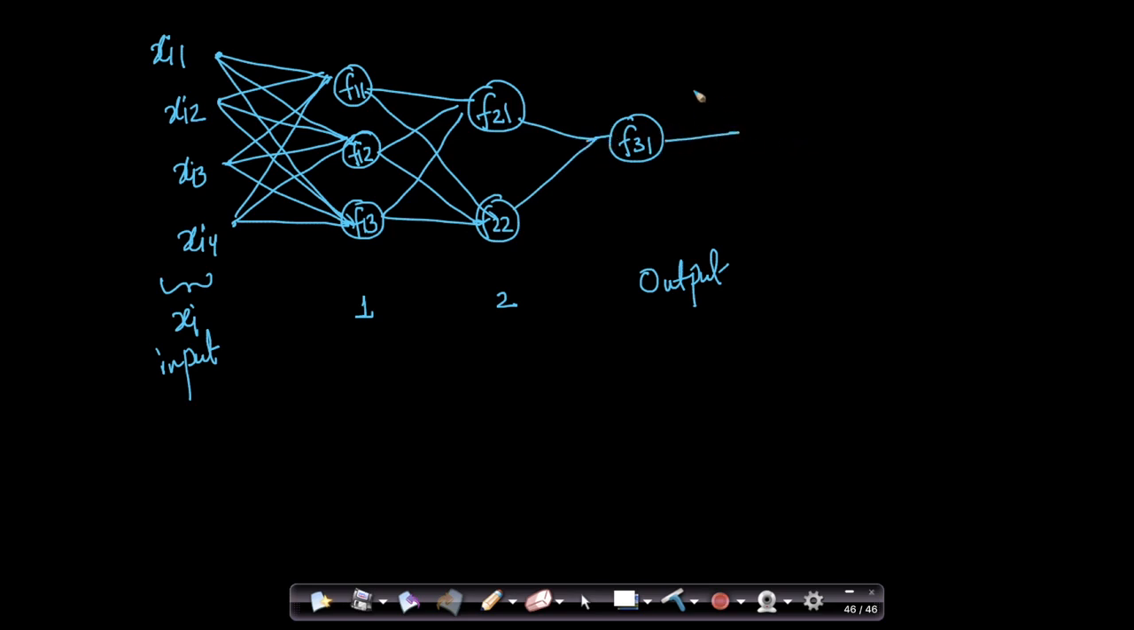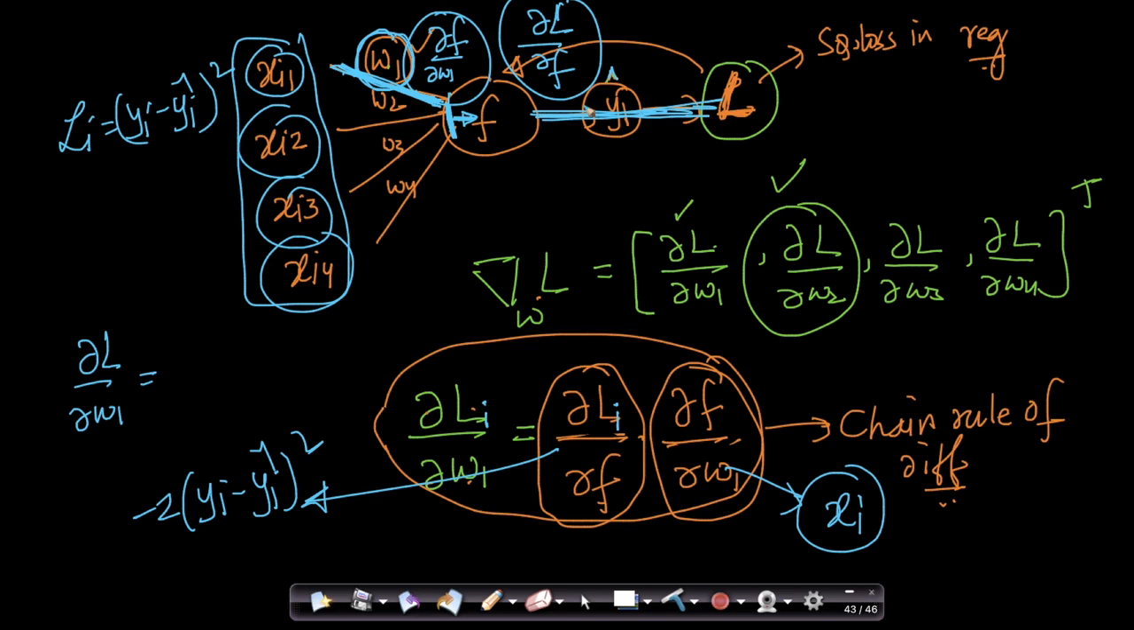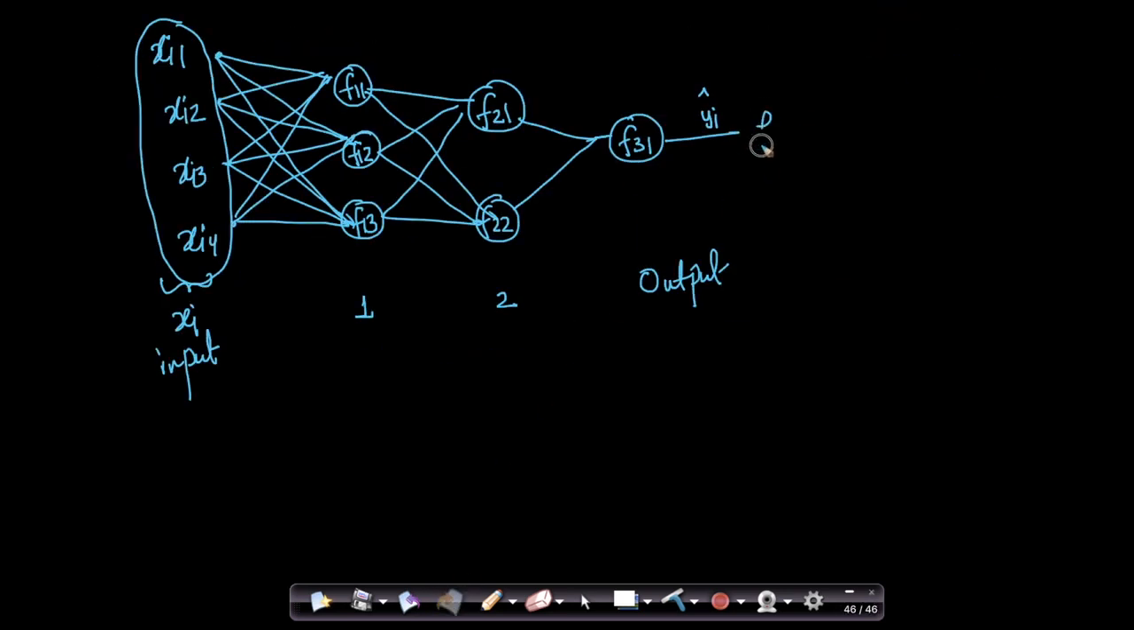The output that I get is yi hat, because when I input xi, I get yi hat as my output. Now I need a loss function, just the way we have seen in a single neuron model. My yi goes into a loss function, so similarly here also I have a loss function. Let me represent it with an L. This loss function is a loss function on yi and yi hat. This yi hat is the output of f31, and yi is what I have.